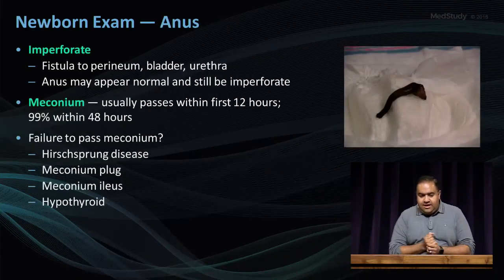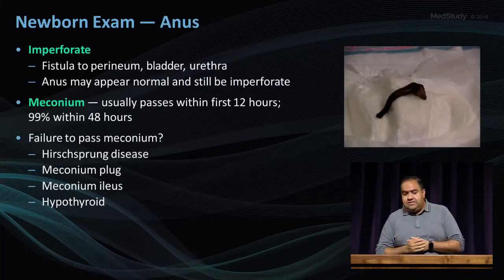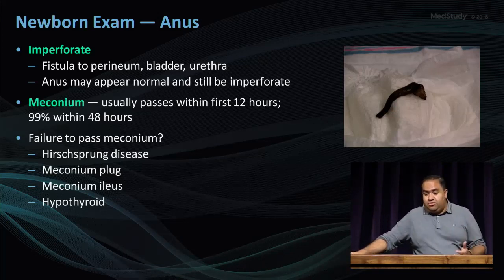All right? Anus. Imperforate anus is usually treated to decompress the bowel, and they have to go to surgery. Fistula, perineum, bladder, urethra. The anus may appear normal but still be imperforate. So you always want to take a proper assessment, but you really want to assess for a stool to come out. That first stool is meconium. It's usually passed within the first 12 hours, 99% within the first 48 hours.